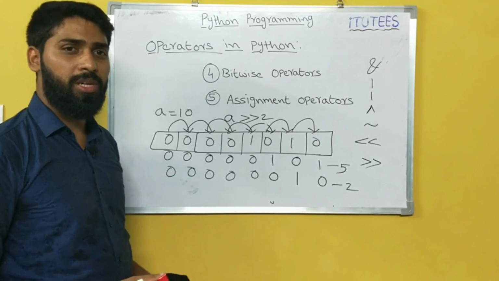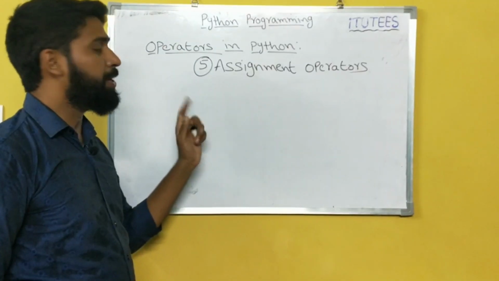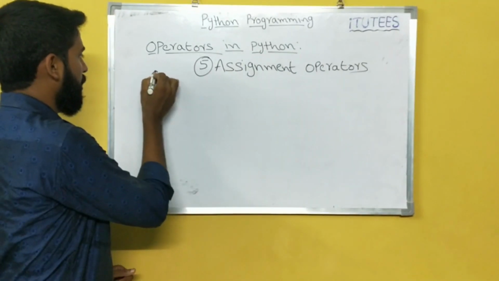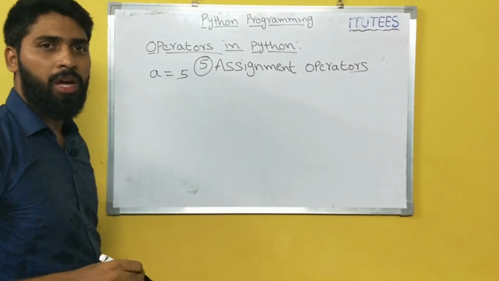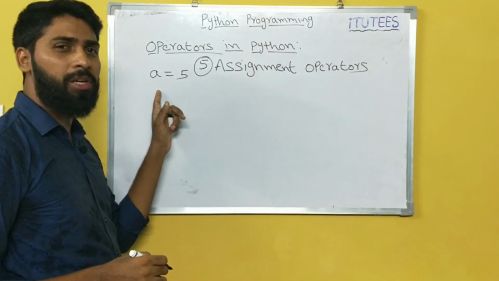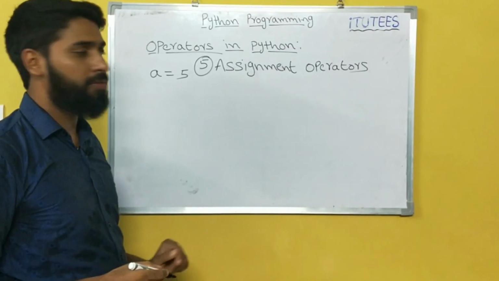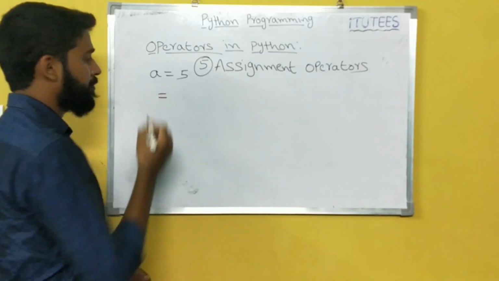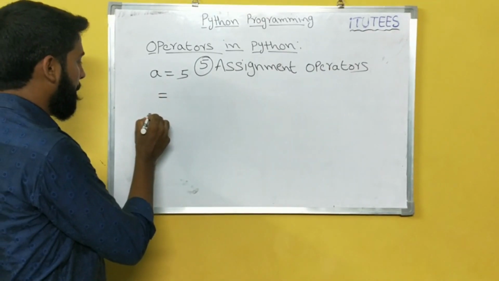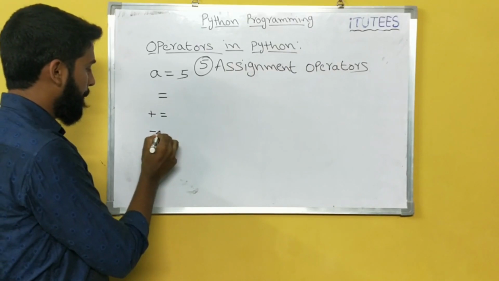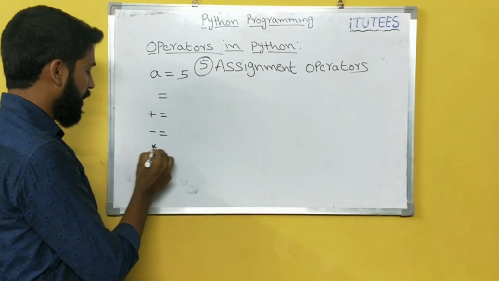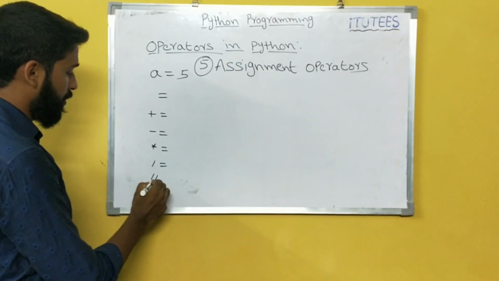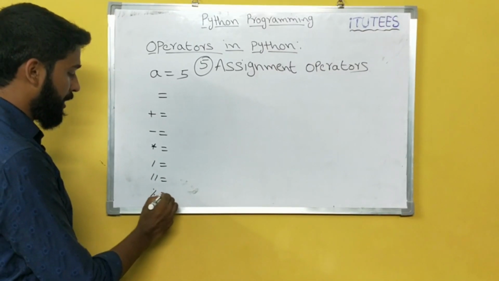So now we are going to discuss assignment operators. Assignment operators are used to assign a value to a variable. Example, A equals 5. How can I assign the value 5 to the variable? By using the equals operator. We have many assignment operators. The first one is equals. Second one is plus equals. Next one minus equals. Next one asterisk equals. Next one division equals. Next one floor division equals. Next one percentage equals.